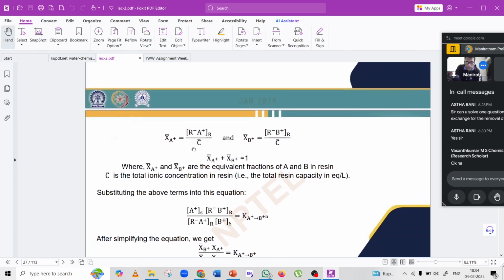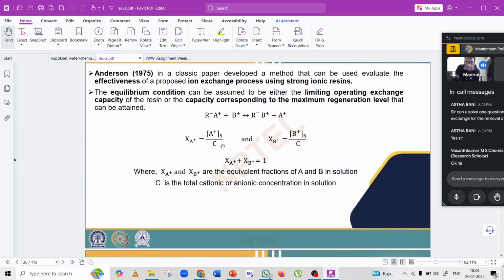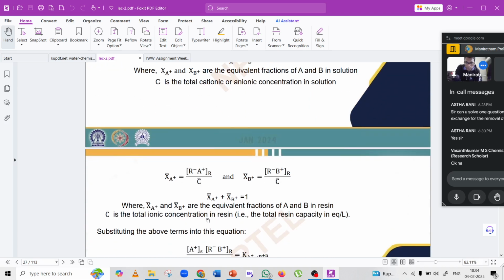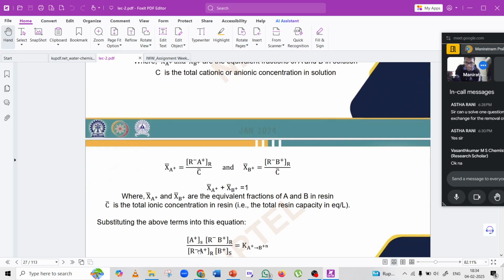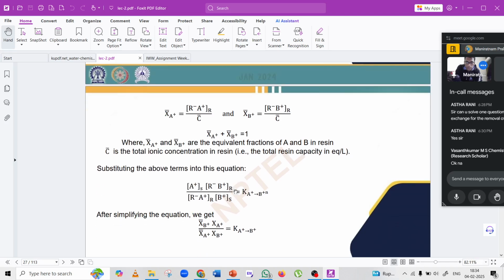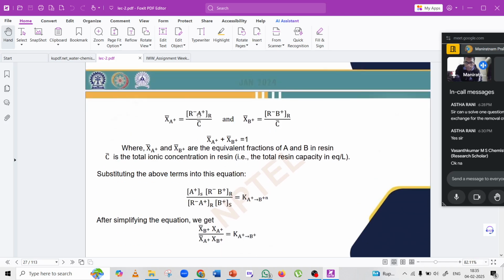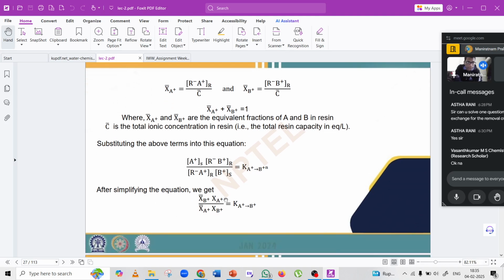If you carefully look here, you can substitute the value of A in solution in this equation, that will be Xa into C, and similarly for B in solution you can put this value. Similarly, in place of the resin terms you can put Xa bar, and in place of this other term you can place this. Finally you will get this expression. You can perform this task and you will get this expression: Xa bar times Xb over Xb bar times Xa.